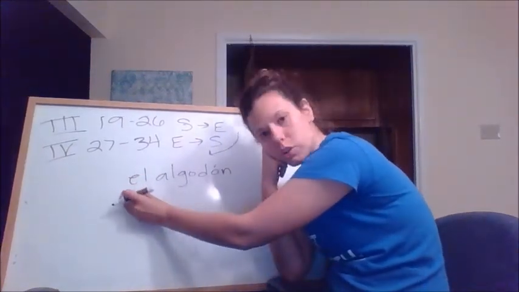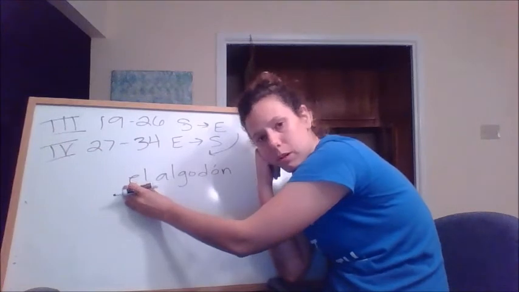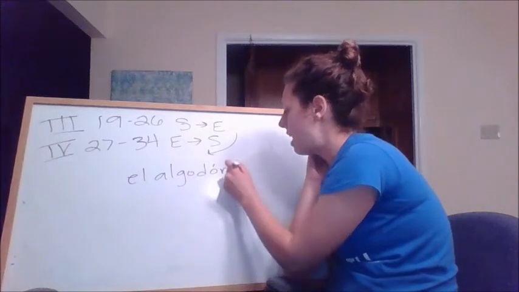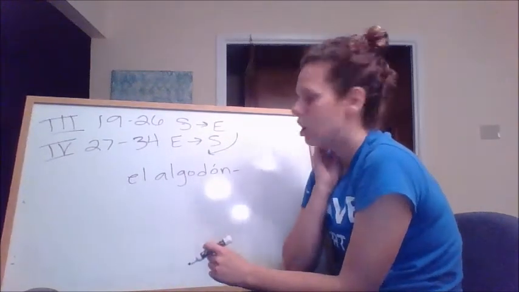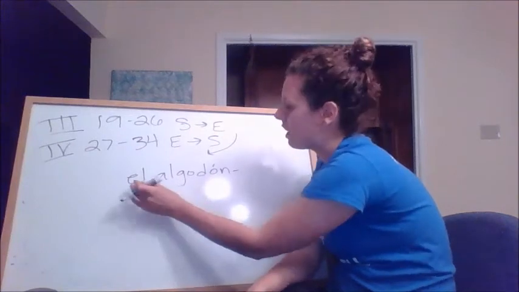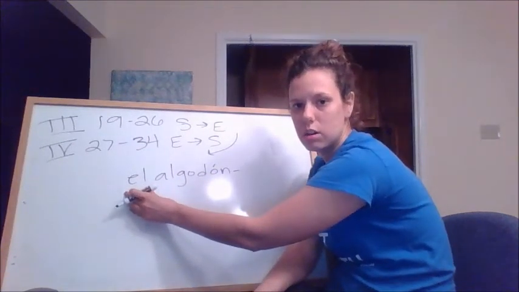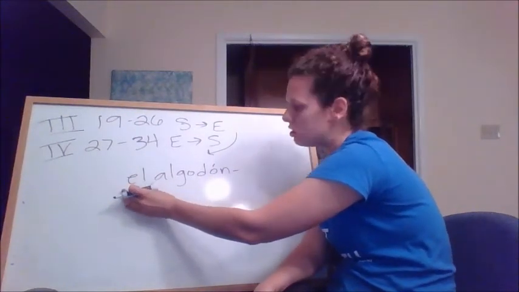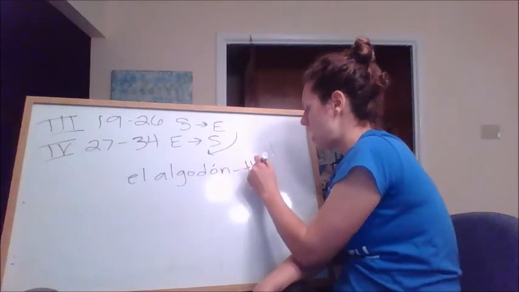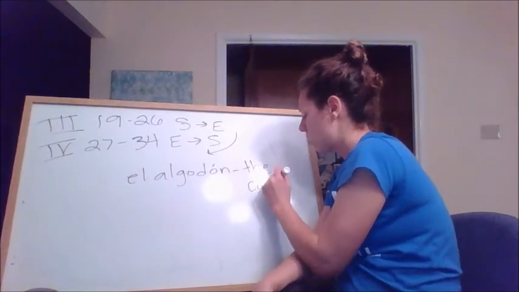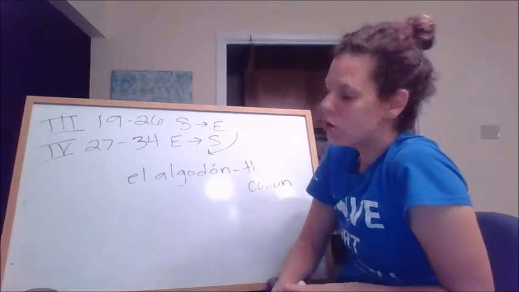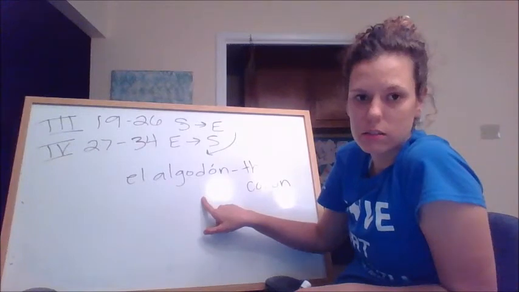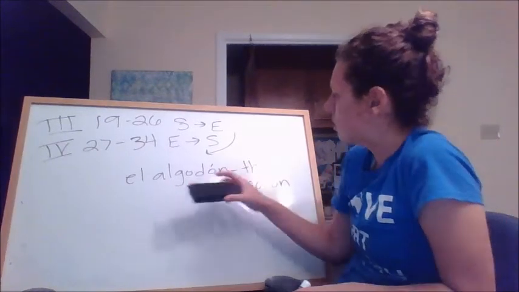If you see an article on your paper, you have to translate it. You can't just ignore it. Algodón means cotton, but if you just write cotton, you'll get half off because you forgot this word. So you have to include this. I need to know that you know that el means the. So the correct answer is the cotton. Okay? So this is really only for the Spanish to English. If there's an el, you have to write that it means the.